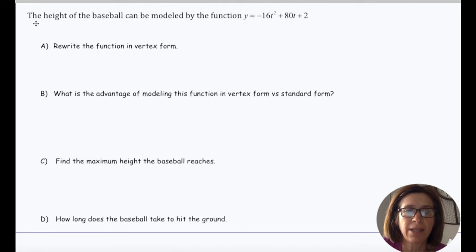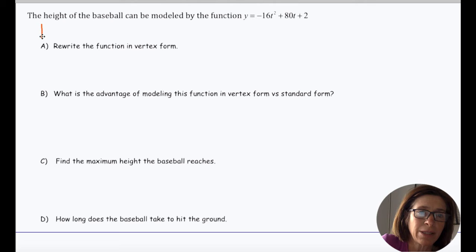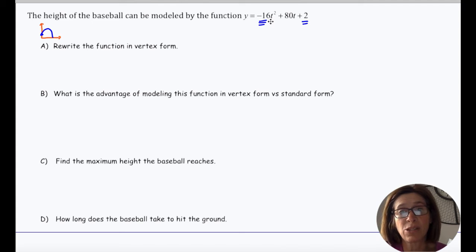So the question says the height of the baseball can be modeled by the function. Okay, so let's just quickly remember that when we're talking about these modeling situations of something that's quadratic, I always suggest drawing a quick sketch of it. So we know that the y-intercept is 2 from the standard form equation, and we know the ball's going up and down, and that's because the coefficient of the square term is negative. So it asks us to rewrite the function in vertex form.